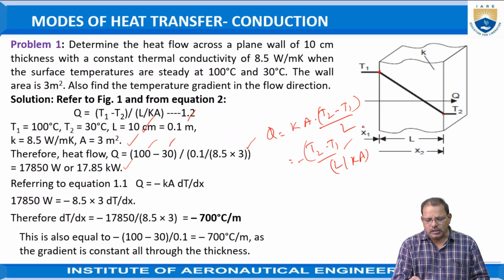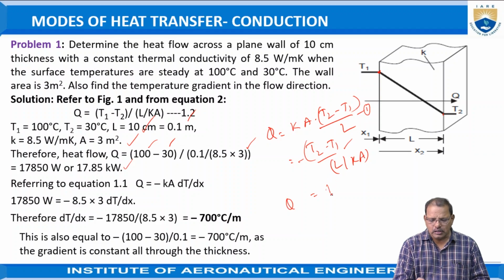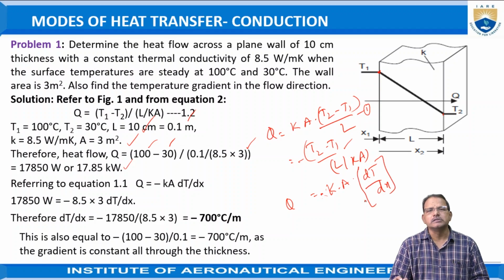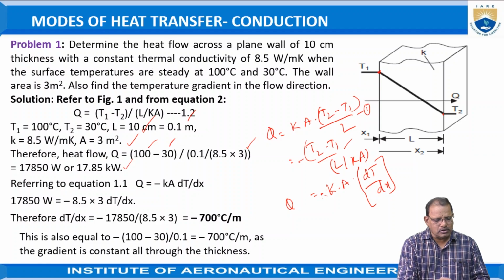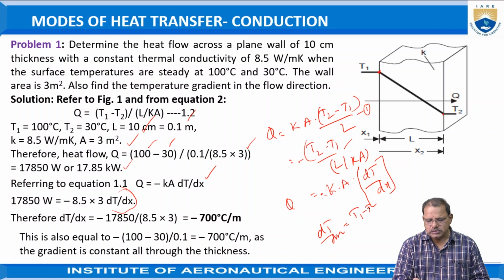Here, this equation can be written as Q is equal to K into (T2 minus T1), which is the temperature gradient dT, generally represented as negative, divided by dx, where x is the length. The dT by dx is the temperature gradient. So, according to this problem, Q is equal to minus K A into dT by dx. From this relation, the temperature gradient can be written as dT by dx, or simply (T1 minus T2) divided by L.